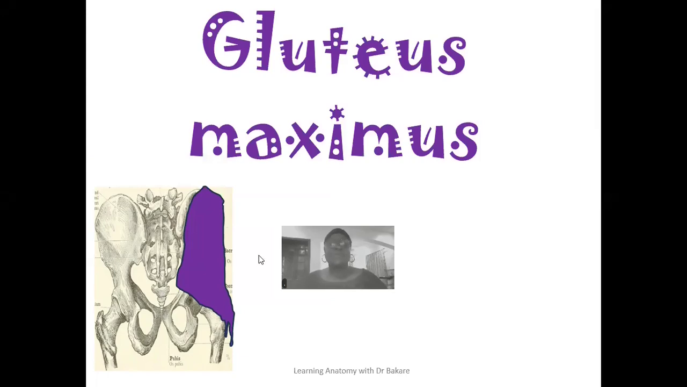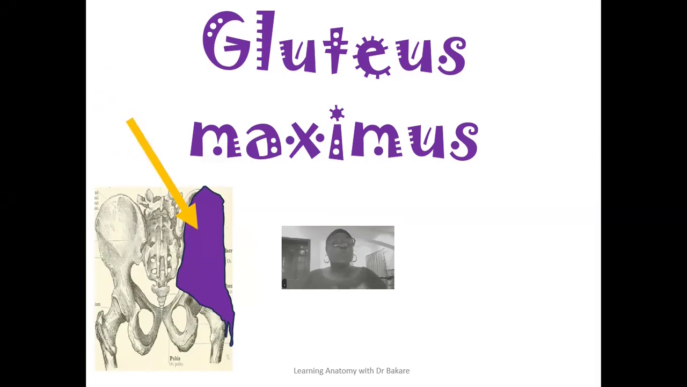Let's use this image by the side here to illustrate where the gluteus maximus is located. This is where we have the gluteus maximus, arrowed in yellow. We said that this muscle is seen to be lying over the gluteus medius and the gluteus minimus, which means that the gluteus minimus and the gluteus medius are seen to be lying deep to this muscle.